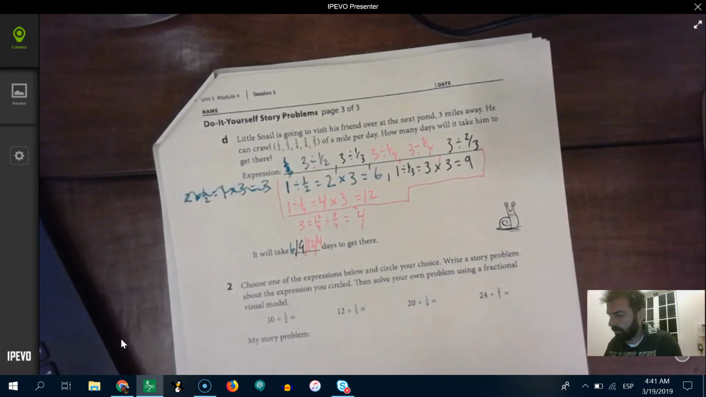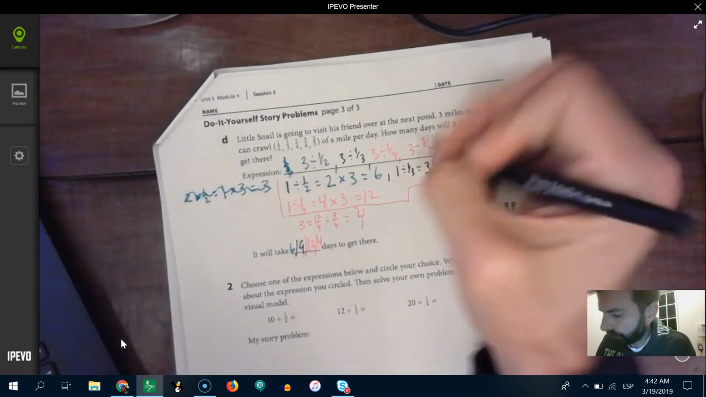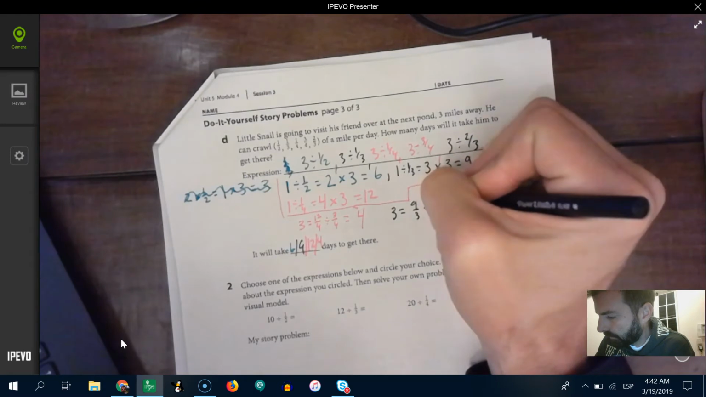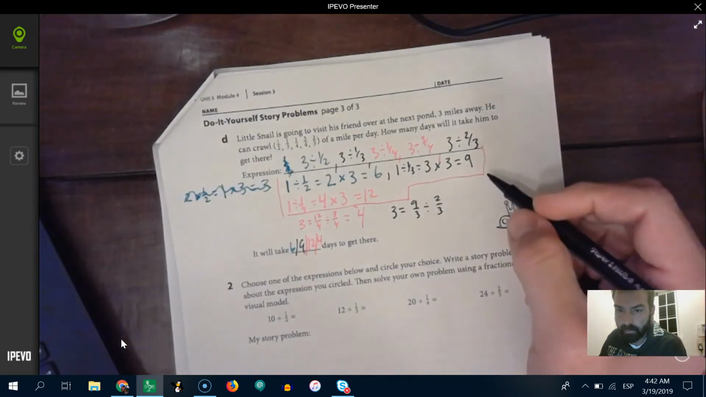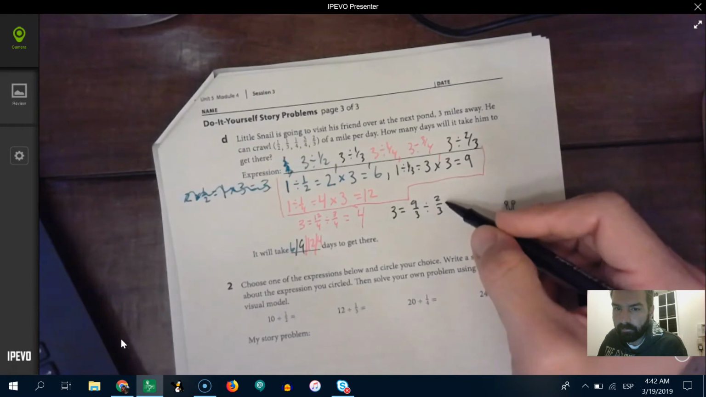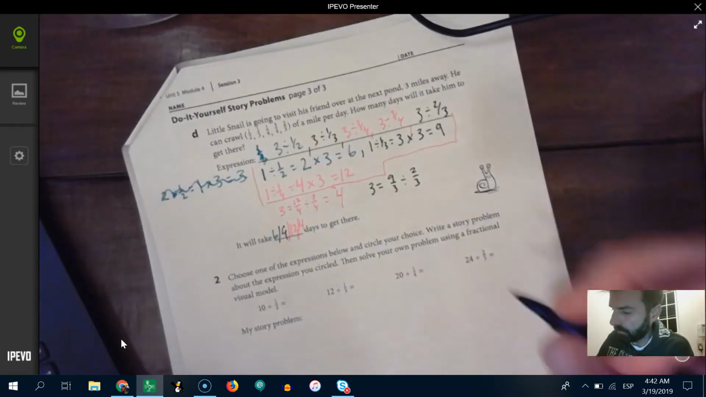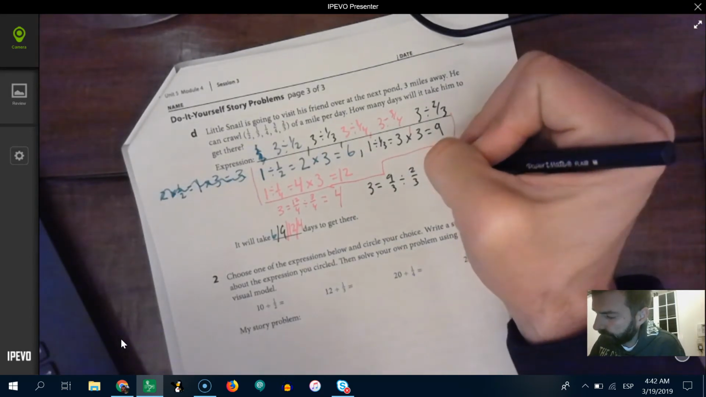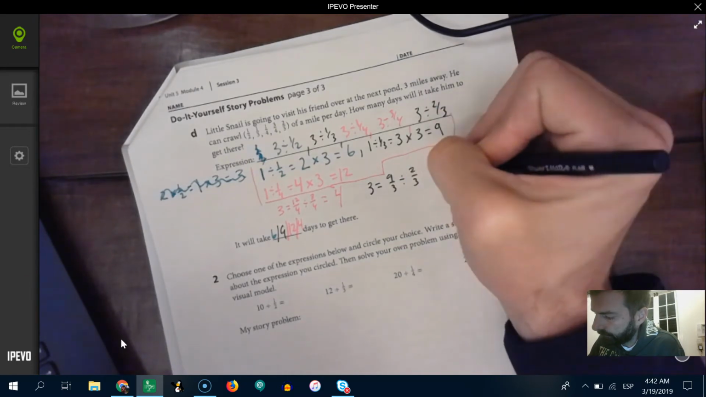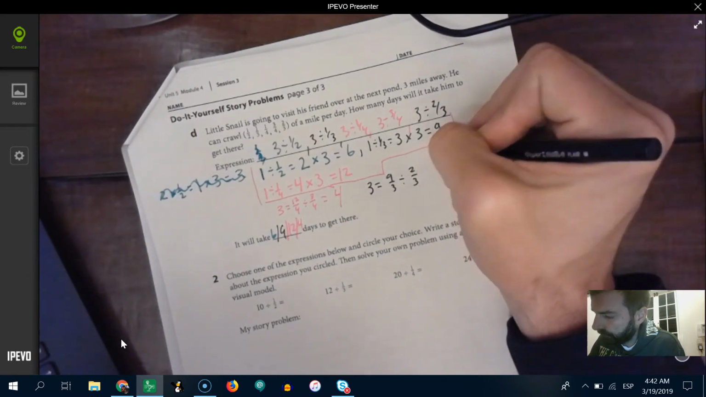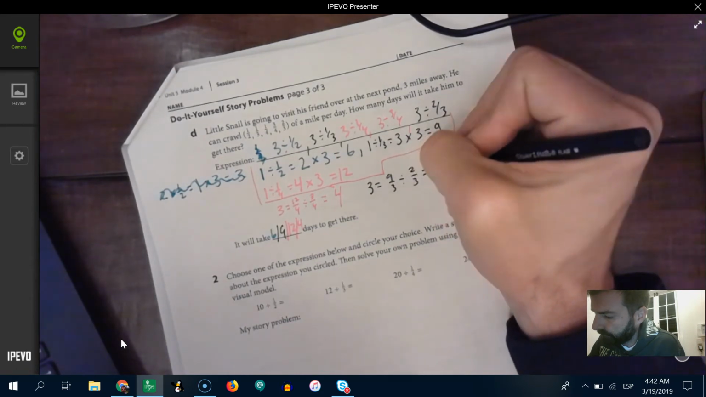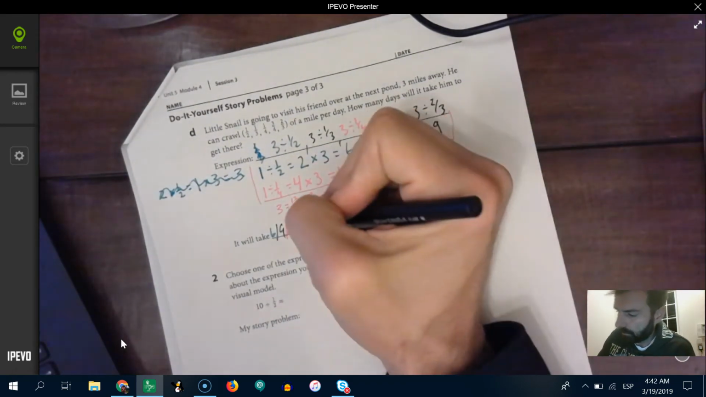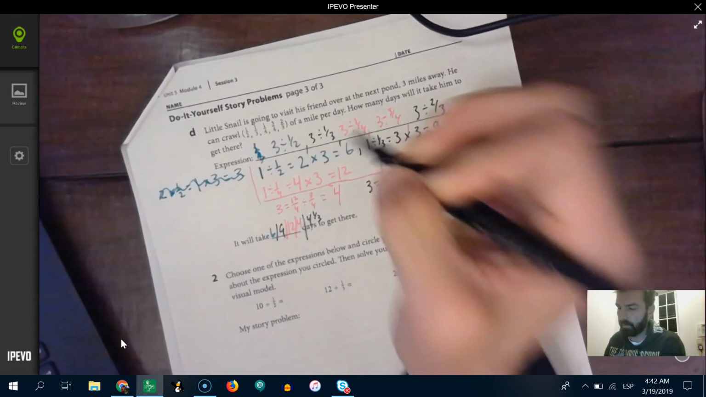And then finally, 3 divided by 2/3. So in thirds, I can write 3 as 9/3 divided by 2/3. So how many 2/3 are there in 9/3? Well, 4 2/3 would be 8/3, and I'd have a third left over. So there'd be 4 and then 1/3 left. So it would take 4 and 1/3 days to get there.